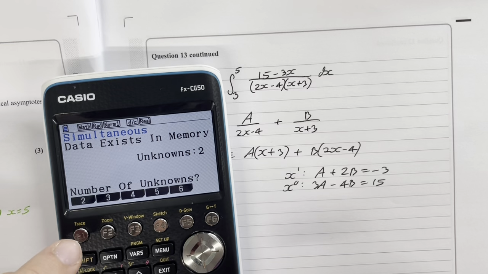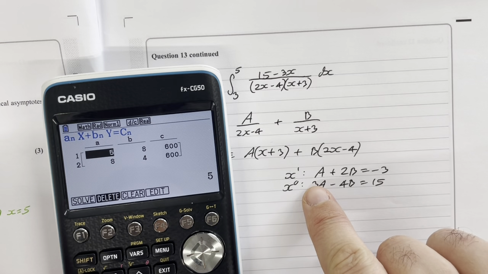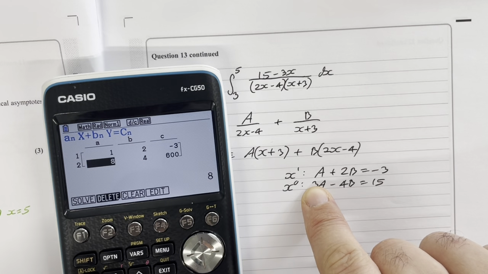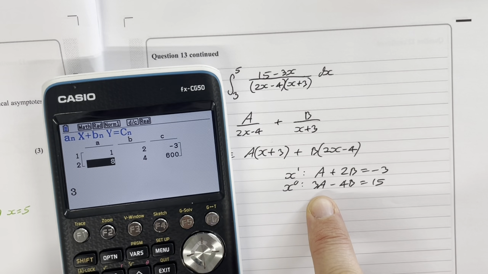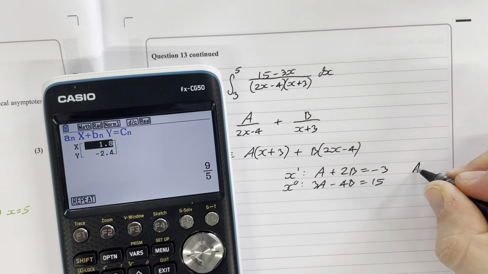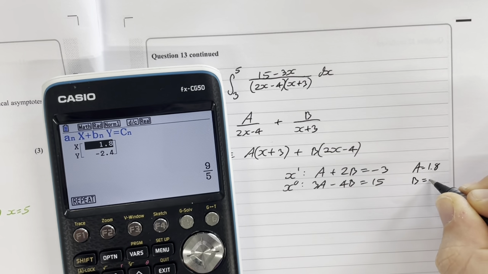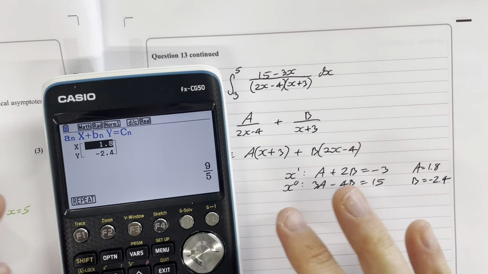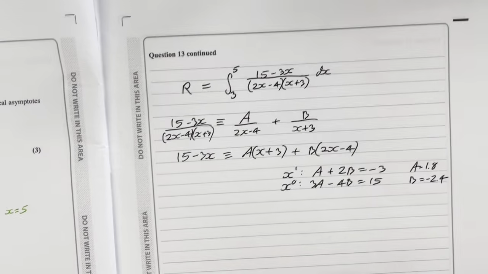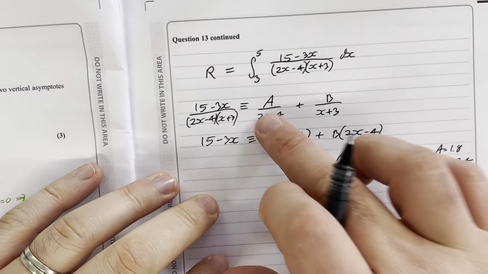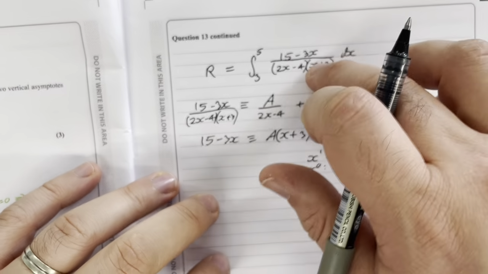So simultaneous equations, it's got two unknowns. It's going to have 1a, 2b's, and that's going to equal minus 3. And then it's got 3a's minus 4b's, and that's going to equal 15. And that tells me that a is 1.8 and b is minus 2.4. Okay, so plug those two back into here and then plug that back into the integral.